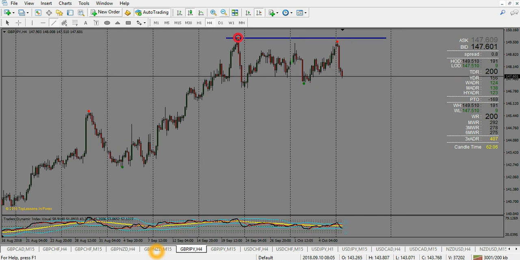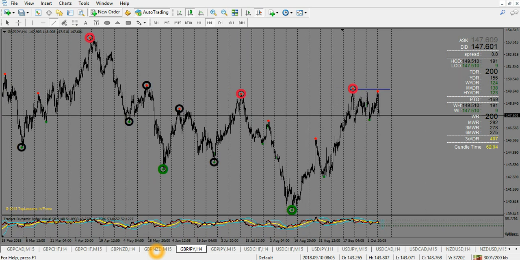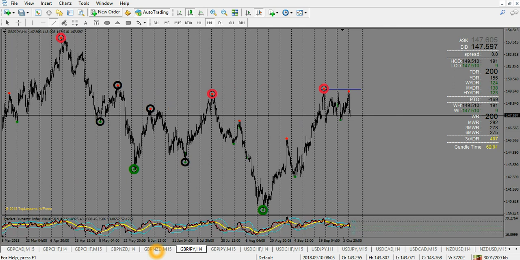So yeah, guys, that's lots of charts once again. If you have any charts that you'd like me to look at, or you want me to have a quick analysis of any pairs, I'll be more than happy to do so.